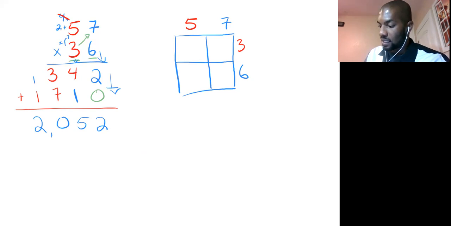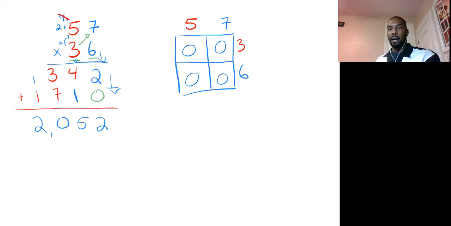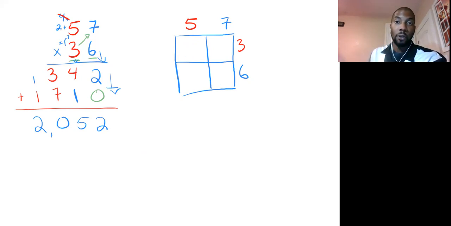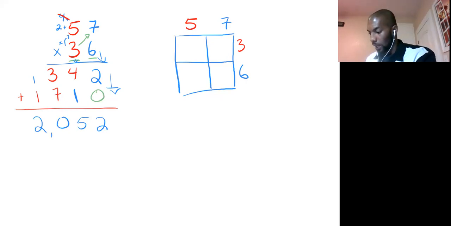So you have the 7 times the 3 will go in this box, 7 times 6 will go in this box, 5 times 3 will go in this box, 5 times 6 will go in that box. So you should have a box for each of your numbers. So say it like this. If you have 4 digits altogether, you should have 4 boxes, right? That's just simple.